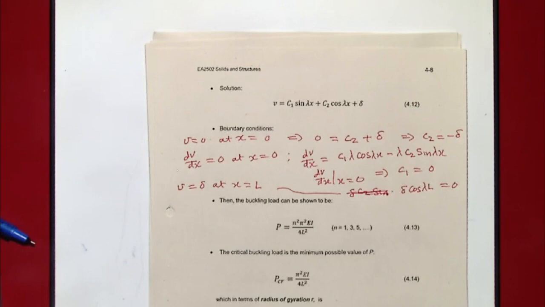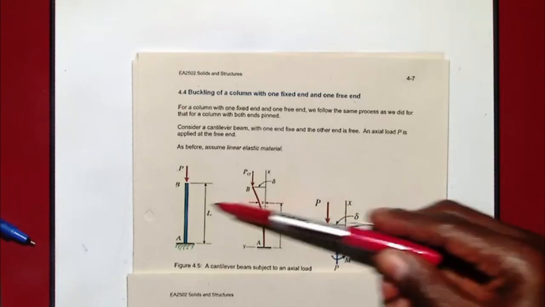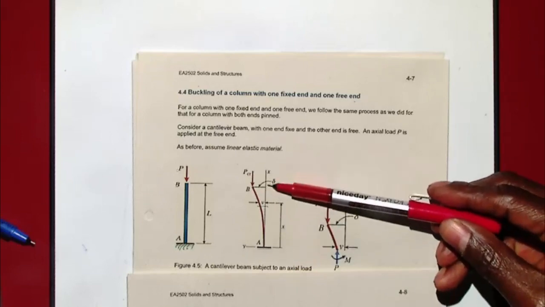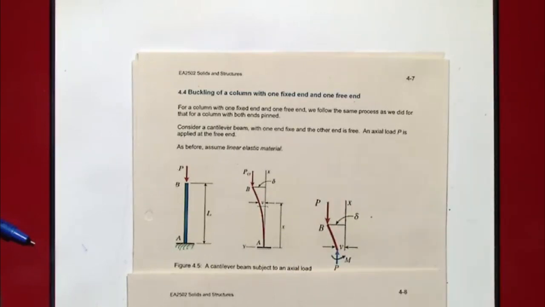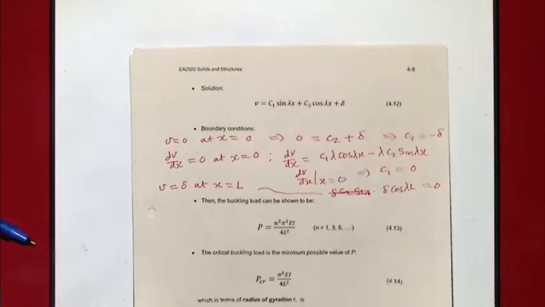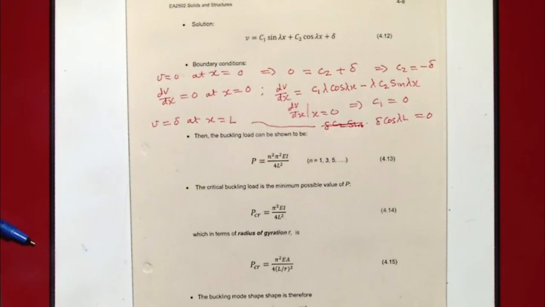Excuse me, can you tell me why v equals delta when x equals L? Look at the diagram. V is the magnitude of the deflection that way. So here it is 0, it's not moving. As you go up, it is increasing, and when you get to the top, it is that. Delta is the constant, the magnitude of the deflection where the load is applied at the far end. So it is the maximum deflection for this one.